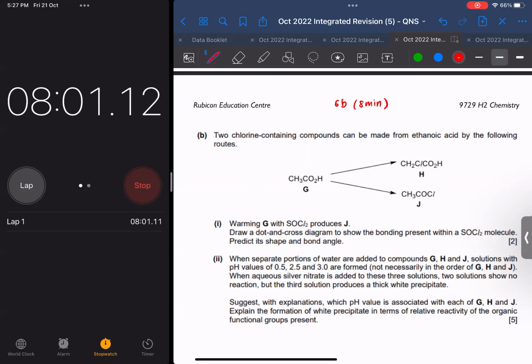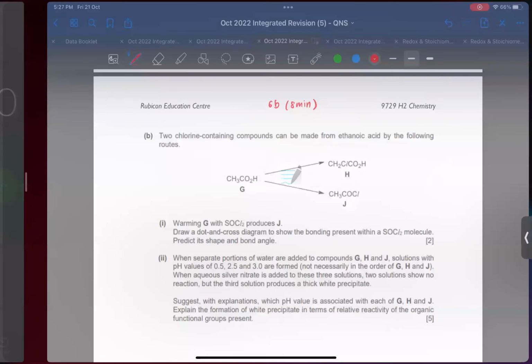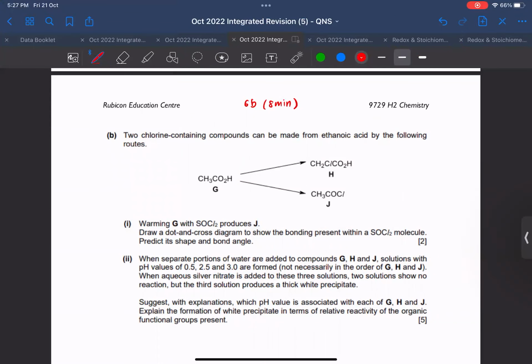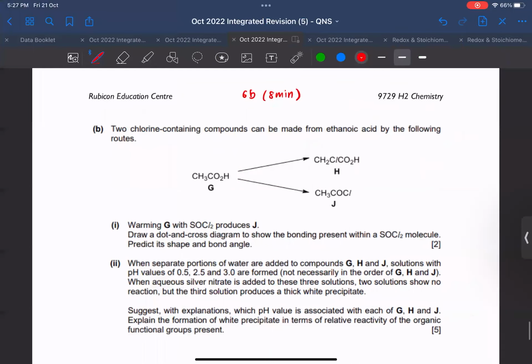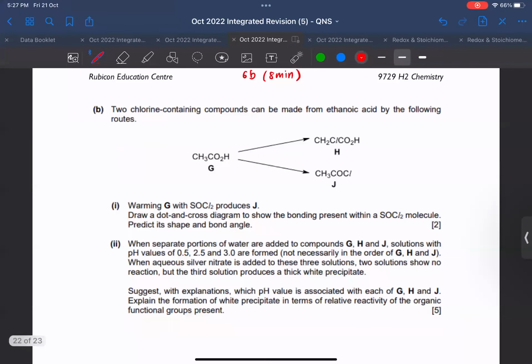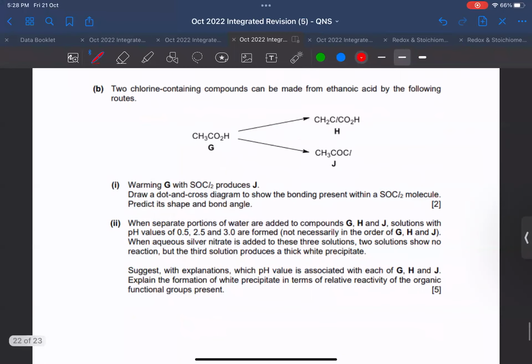Right, and time's up. That was 8 minutes. Let's go over this question. For this question, especially part 2, there's a lot of things to write. And because there are so many things to fulfill, let's break that down first. And then later I will show you guys what we are expected to do to answer these kinds of questions next time.